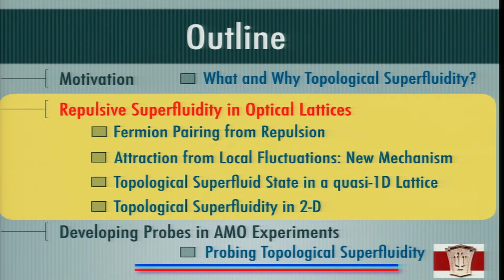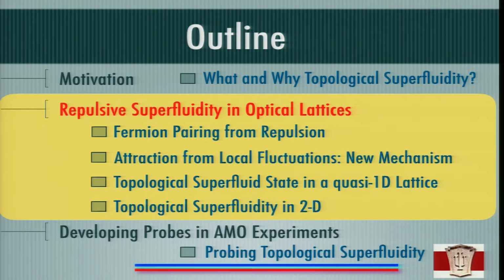What I'm going to tell you is how I can create fermion pairing and superfluidity from repulsion. Then I will show you a new mechanism to do that. Then I will show you that this mechanism can be realized not only in a one-dimensional system, but in two-dimensional or three-dimensional optical lattices. Because, as I said, my final goal is to get a topological superfluid where I have Majorana excitations, and these Majorana excitations can be manipulated. That is the whole idea.